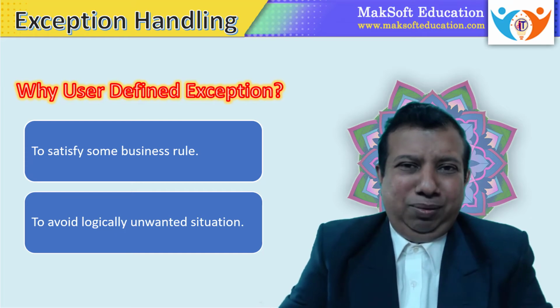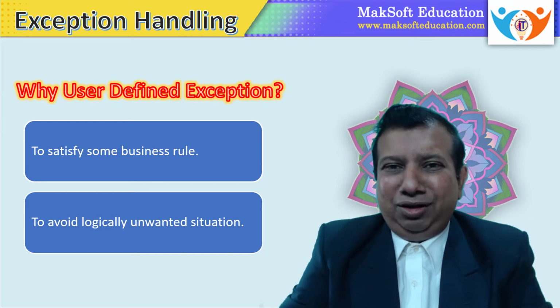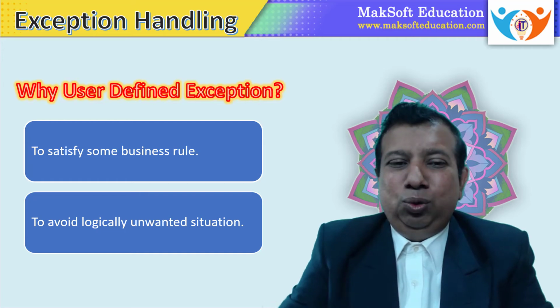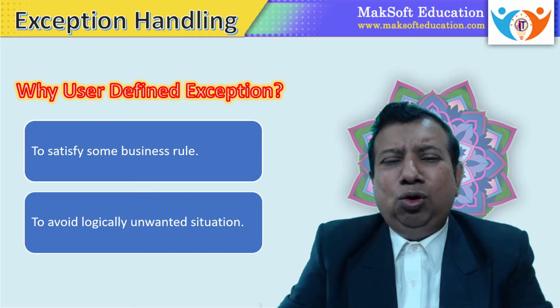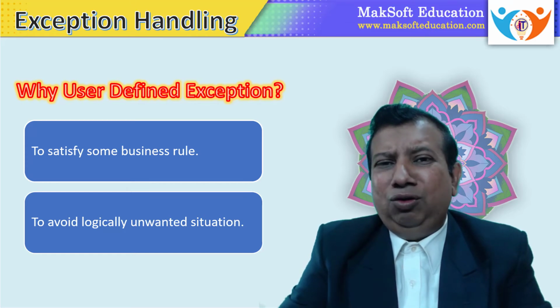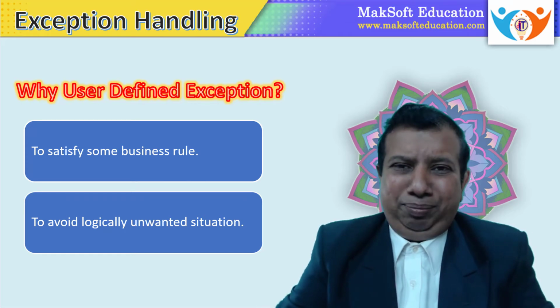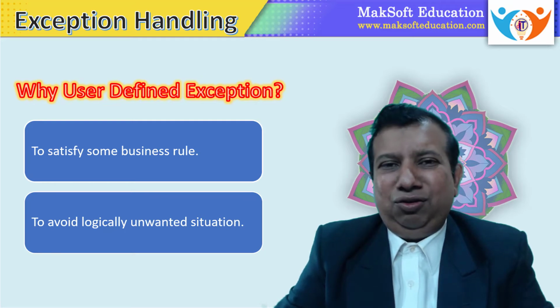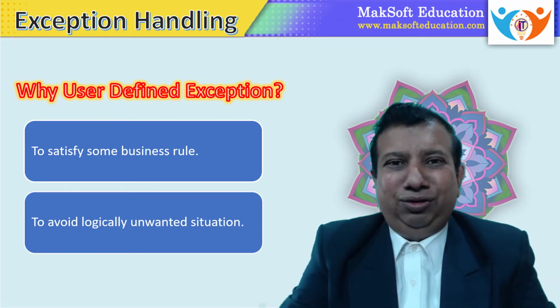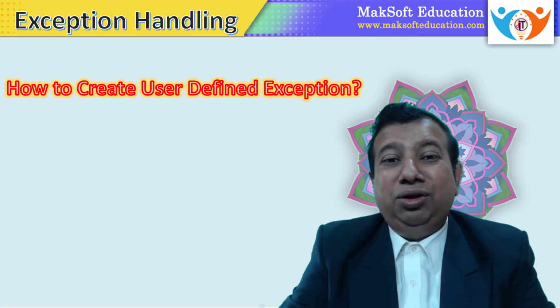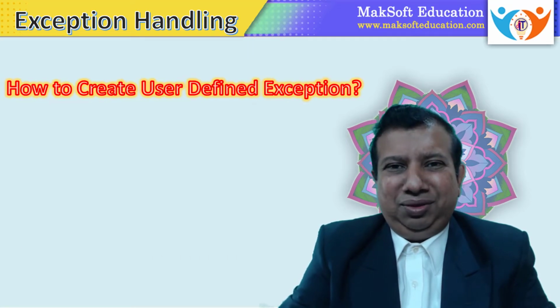So there are two possible reasons why we need user-defined exception. Number one, to satisfy a particular business rule, or to avoid a logical situation which we don't want in a program. So in such cases, we can create user-defined exception. Now the last question, how to create user-defined exception?